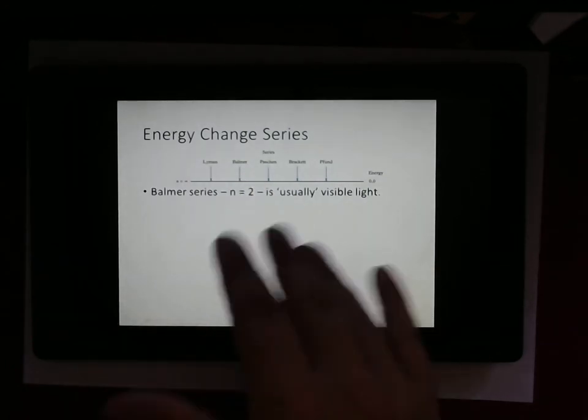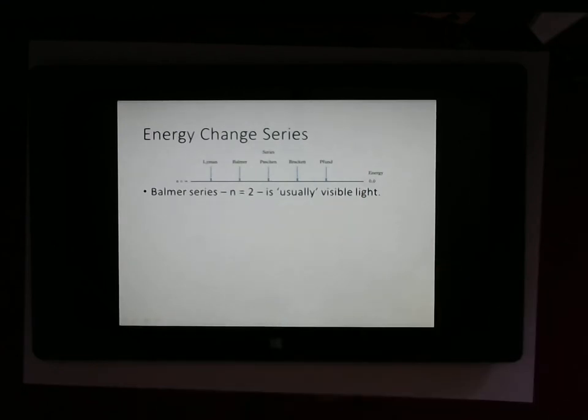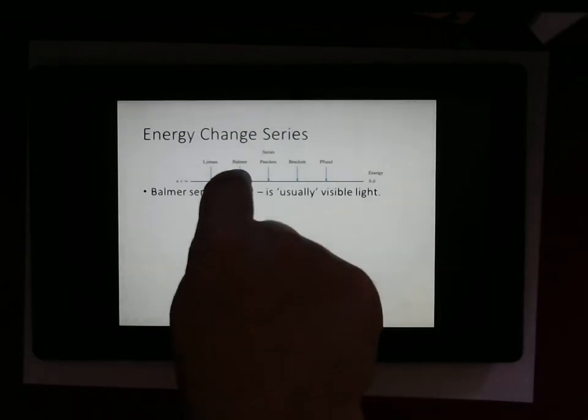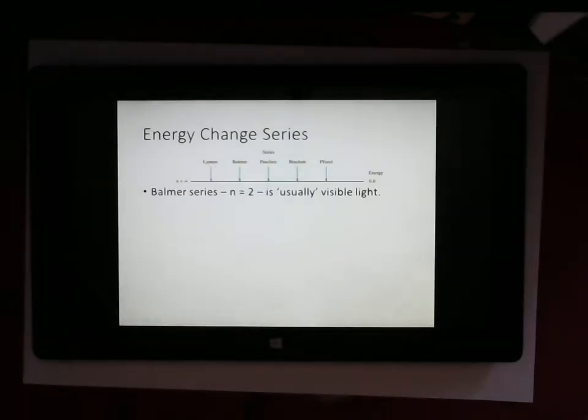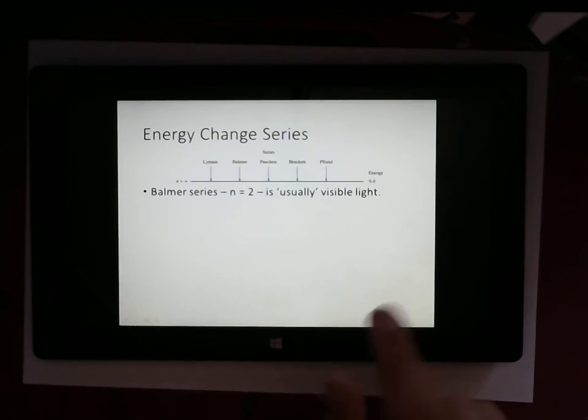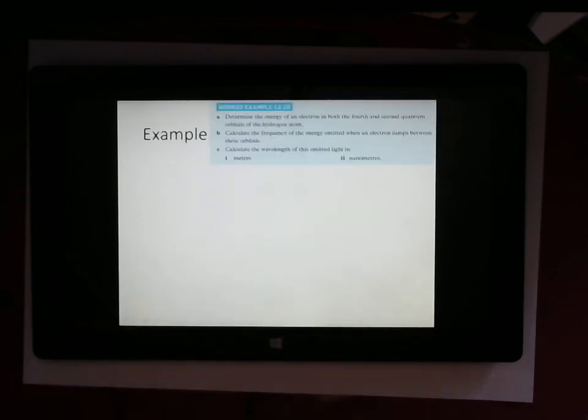So we're going to have to go back and look at that picture and read that question. Excuse me, I'll read that question again. Where am I looking at? Okay, so we need fourth and second. Fourth and second.